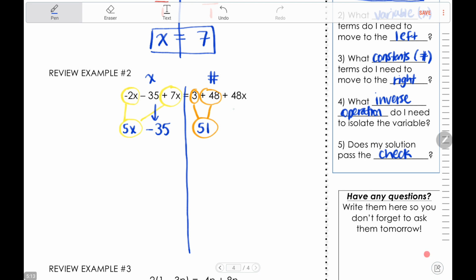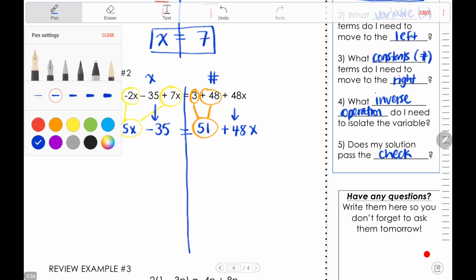I didn't work with the 48x, so I'm going to bring that down, plus 48x. All right, so that first step is done, and now it's just another equation that we've solved, just like the first one. So I'm going to let you go ahead and try that on your own now. All right, so I hope that that worked out for you. We're going to go over it right now.